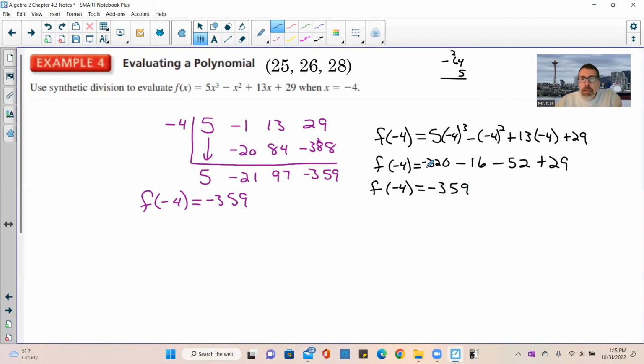Okay, I did that in my head, but it does come out, and f of negative 4 indeed does equal negative 359. So our remainder is the value of the function when we substitute in the value we're dividing by. That's all the remainder theorem states. So now you should be able to do numbers 25, 26, and 28 on your exercises.